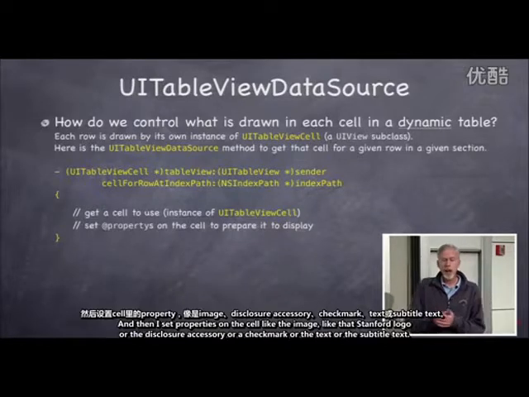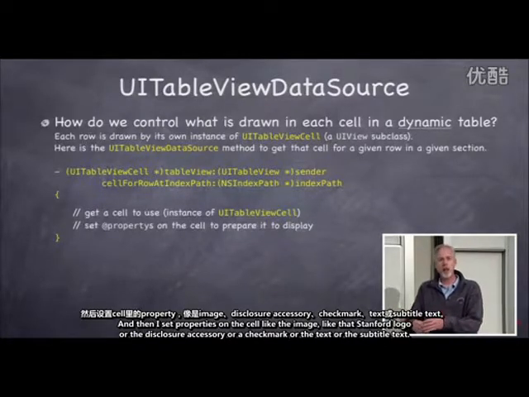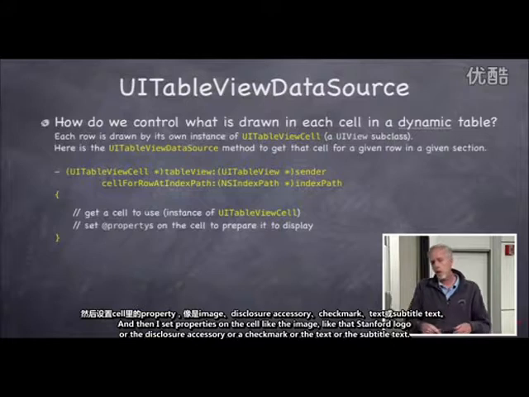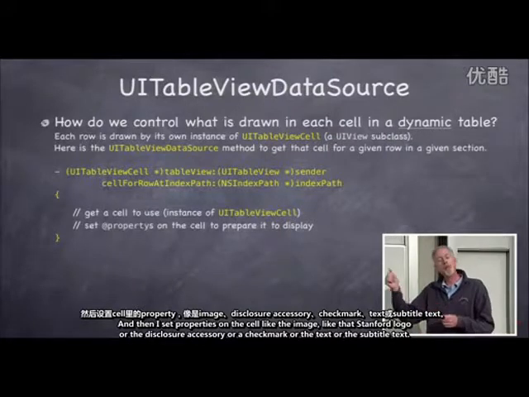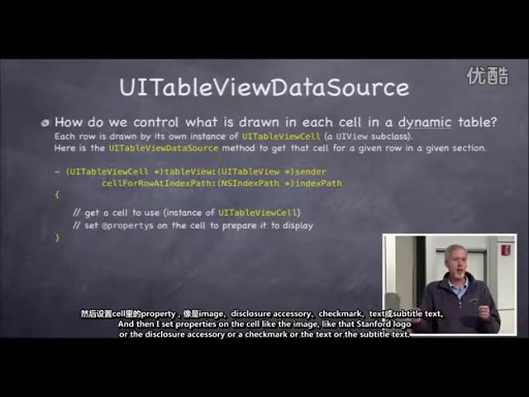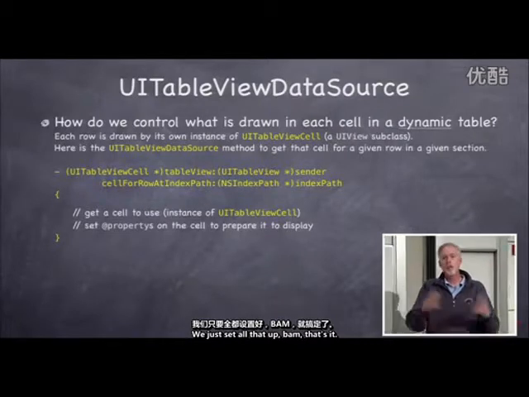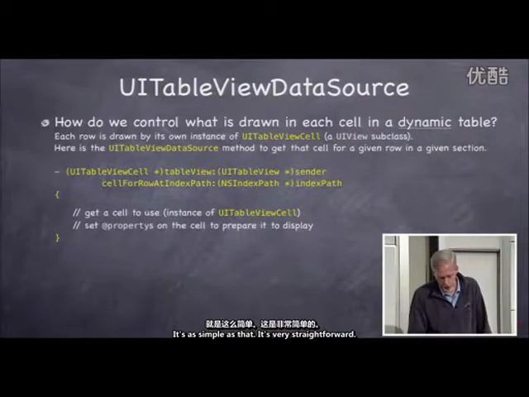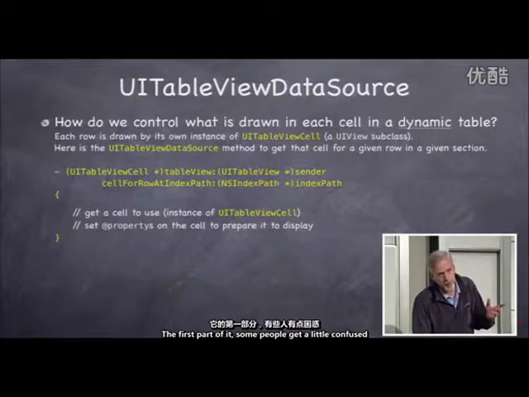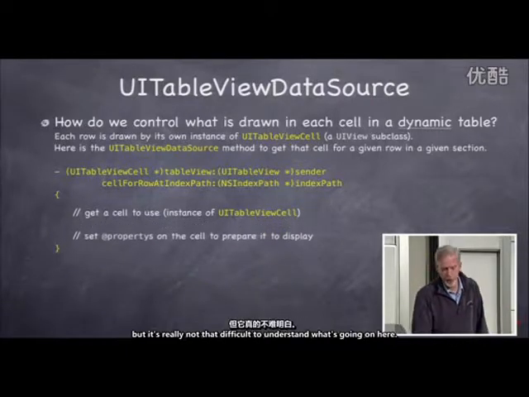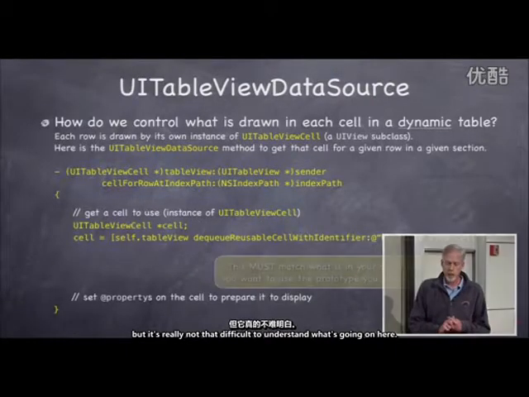And then I set properties on the cell, like the image, like that Stanford logo, or the disclosure accessory, or a check mark, or the text, or the subtitle text. We just set all that up. Bam, that's it. So it's as simple as that. It's very straightforward. The first part of it, some people get a little confused, but it's really not that difficult to understand what's going on here.